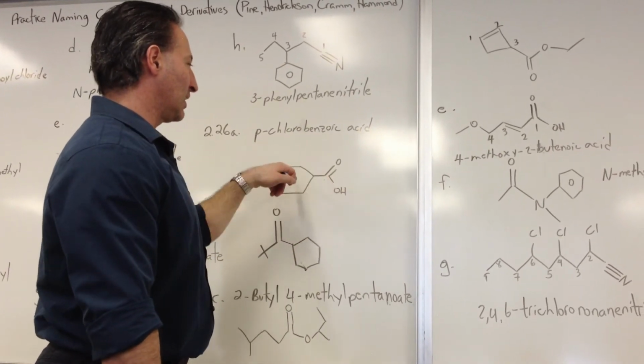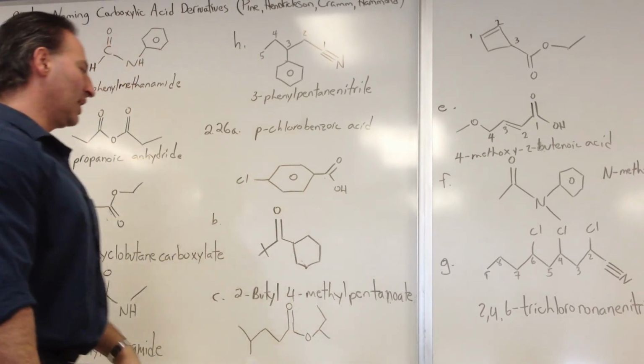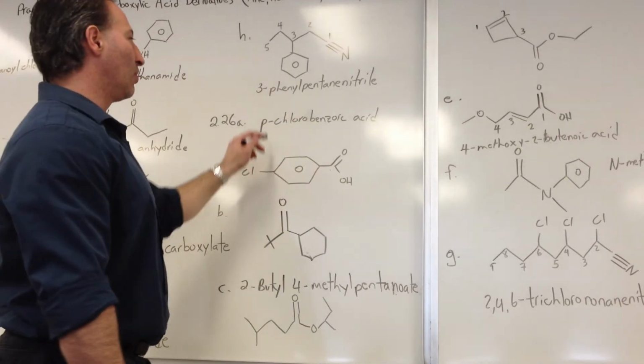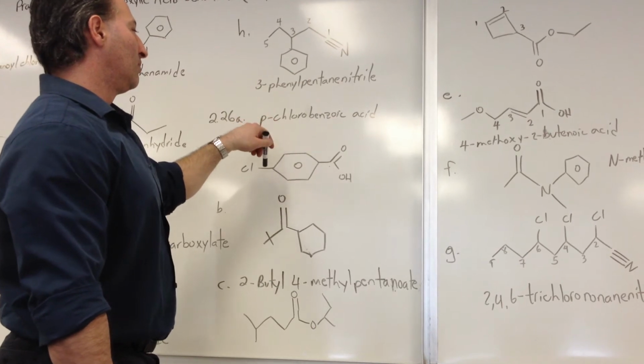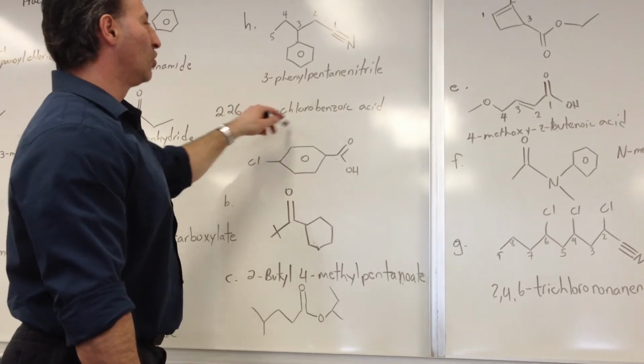Benzoic acid is a carboxylic acid on a benzene, with chlorine on the other side. You could also call it 1,4. You would call it 4-chlorobenzoic acid.